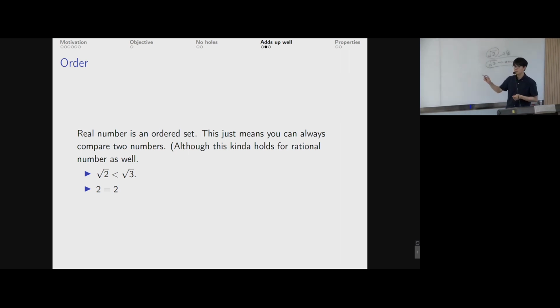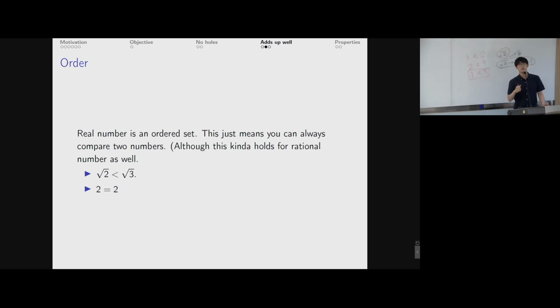So if 1 is bigger than 2, and 2 is bigger than 3, right? And from this, we can easily get that 3 is bigger than 1, right? And these sort of properties are called the transitivity property, and these properties are also defined on an ordered set. So ordered set means basically you can always compare two elements, and also the transitivity property holds.